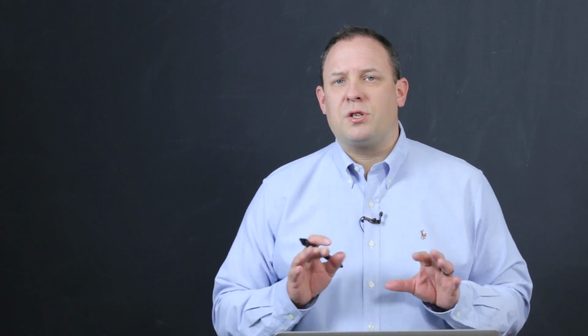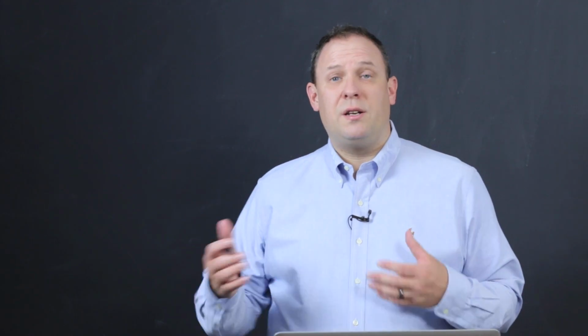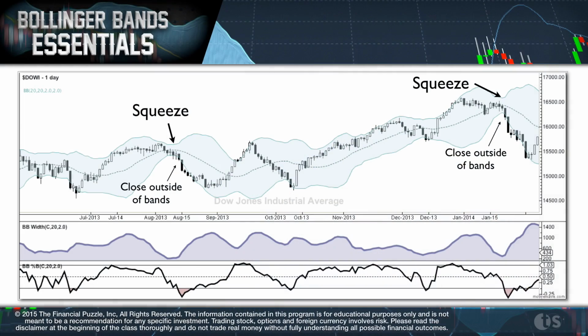So let's take a look at a couple of squeeze examples here, and then we'll get into some back trading, and we'll actually work through the squeeze play setups here. But take a look at this chart of the Dow. Notice how the squeeze started to come into contraction here. Now it's very visible from the Bollinger Bands, and it's also very identifiable from the bandwidth indicator here.